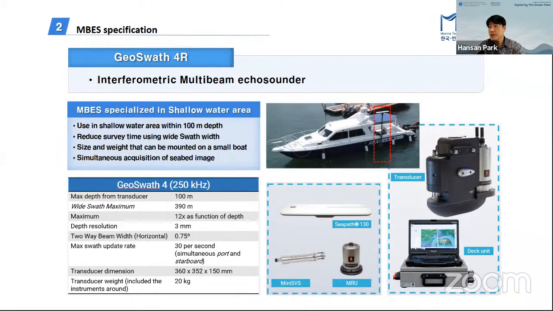And GeoSwath has a very wide beam angle, about two times the depth of the water, and is light weight so it can be operated on a Zodiac boat. It also has very easy to operate software for acquisition, analysis and post-processing. In particular, it is a very optimized model for operating on the coral beach and very shallow water. The resolution is 3 millimeters, and very high resolution data can be obtained.